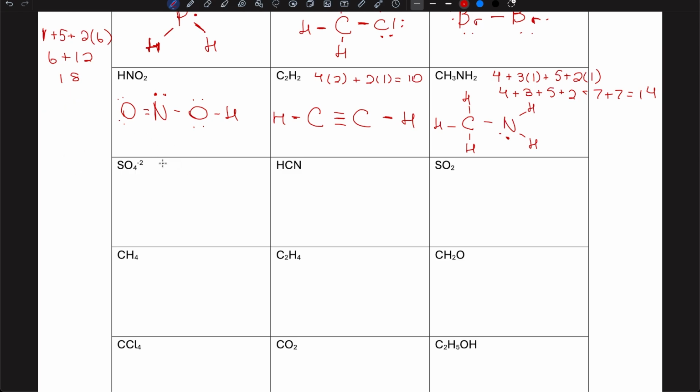Let's count how many valence electrons it needs. Sulfur has six electrons. Each oxygen has 6 electrons, and so that ends up to 24 plus 6, 30 total. But we do have a -2 charge, and so we have to add 2 to make 32.